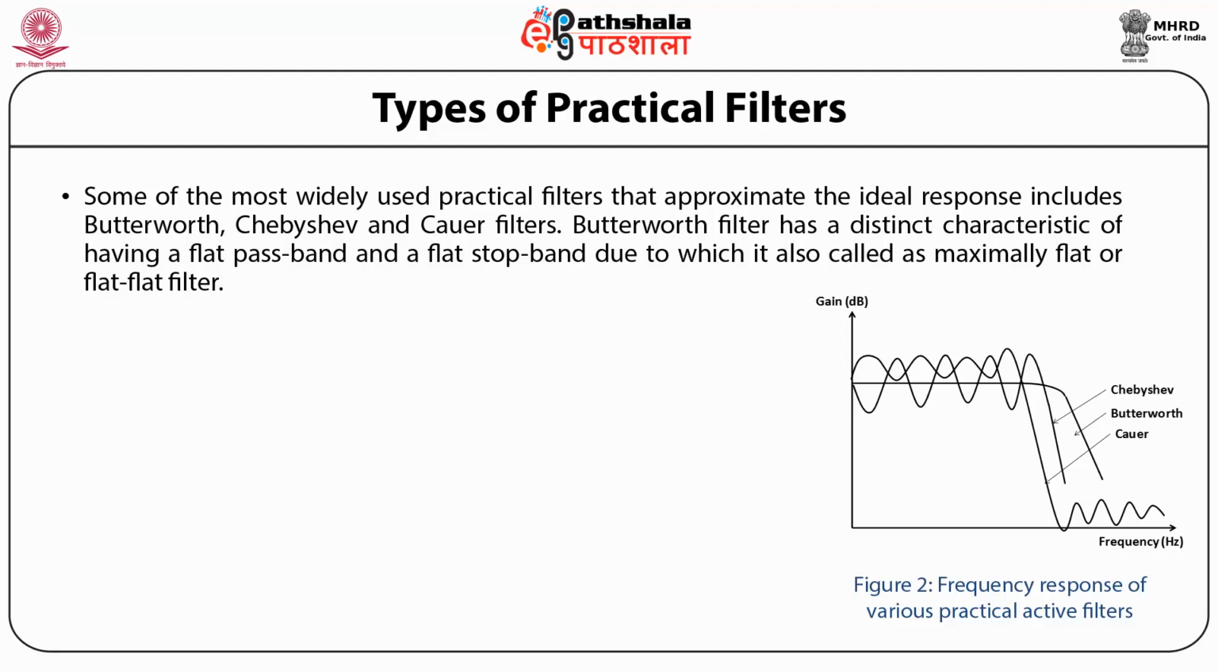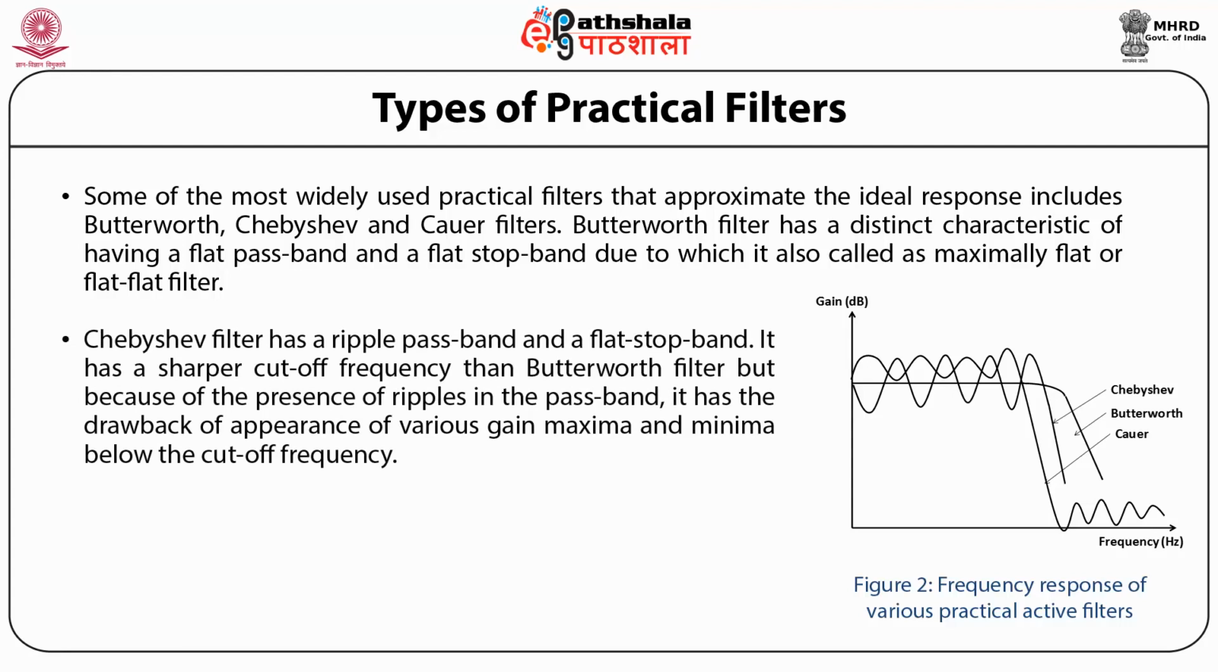Butterworth filter has a distinct characteristic of having a flat passband and a flat stop band, due to which it is also called a maximally flat or flat filter. Chebyshev filter has a ripple passband and a flat stop band. It has a sharper cutoff than Butterworth filter, but because of the presence of ripples in the passband, it has the drawback of the appearance of various gain maxima and minima below the cutoff frequency.